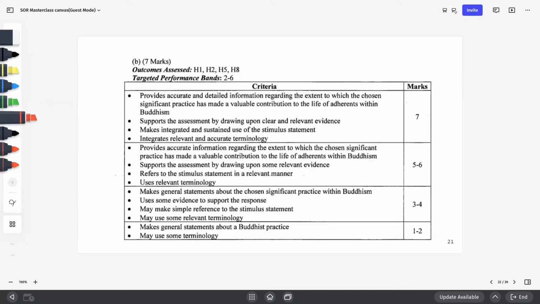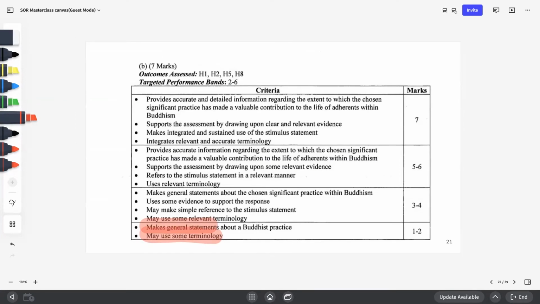We can do the same thing here in terms of content. Again, general statements. May use some terminology. In a 1 to 2 mark range in a 7 mark question, you're using terminology probably more by accident than design. So we're making some general statements. We may make some reference to the stimulus, but again, you don't need a great lot of skill to do that. The stimulus is there for you. This is where our content starts to come in. You've got to provide the information and show how it's made a valuable contribution. You've actually got to demonstrate that.